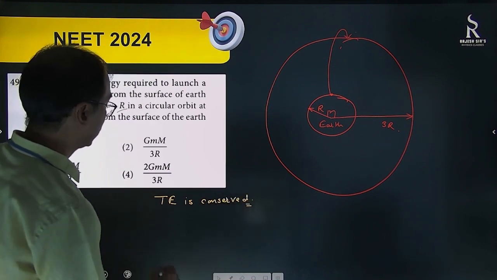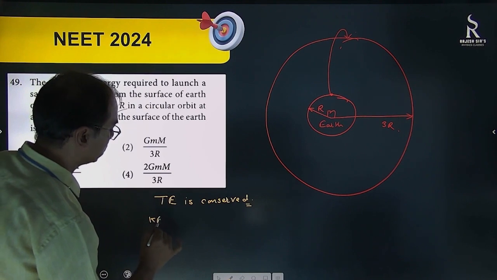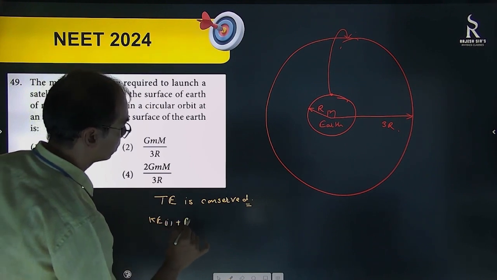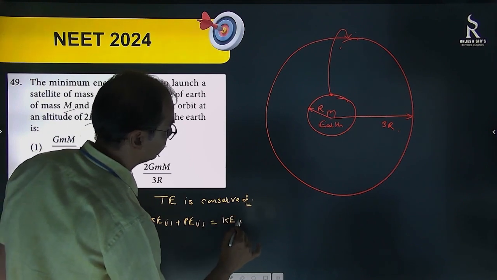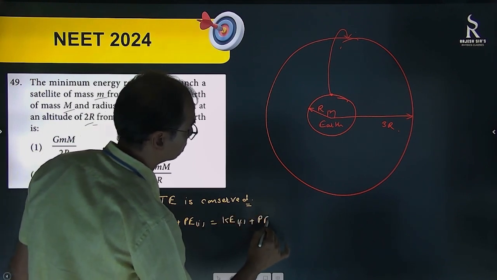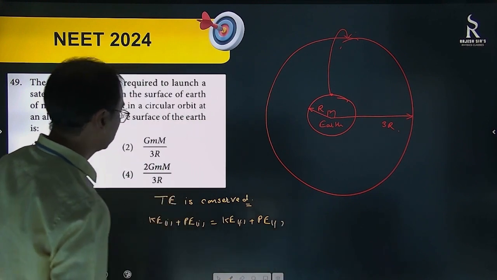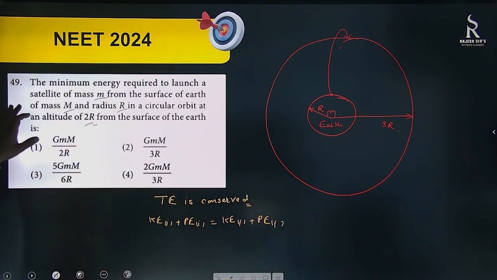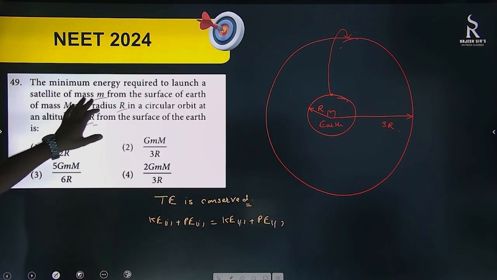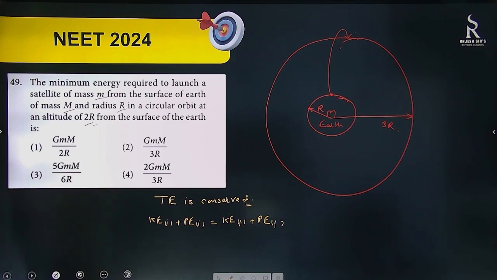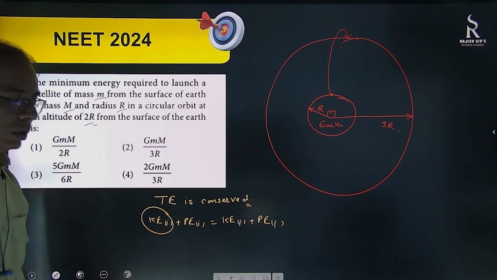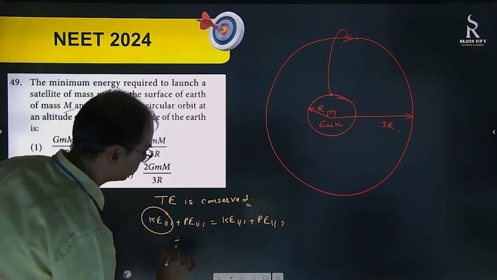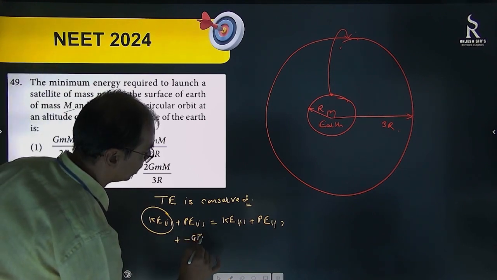Right. So kinetic energy plus potential energy initial is equal to kinetic energy plus potential energy final. Now kinetic energy, what they are asking us, I think, is the minimum energy required to launch a satellite from the surface of Earth. That means they are asking you this value. Potential energy initial we know, minus G m by r.